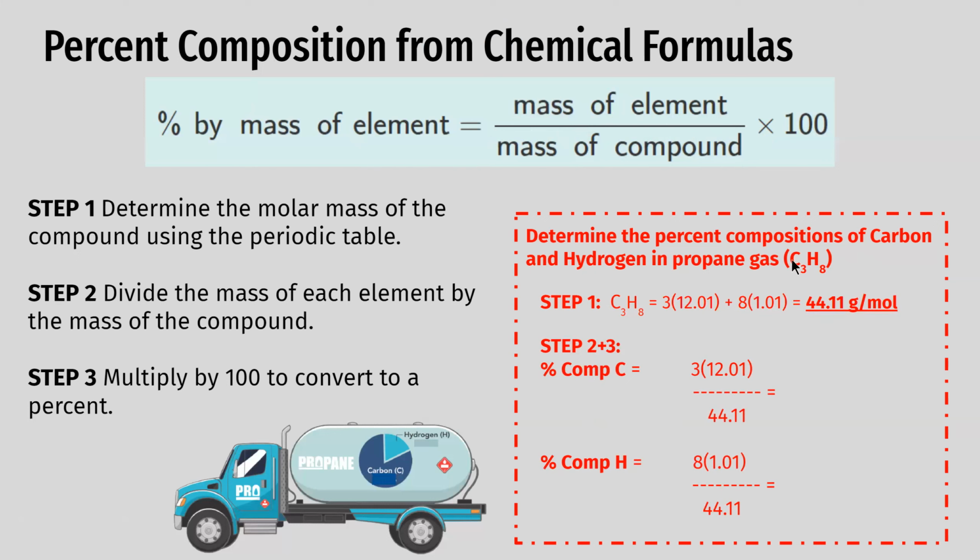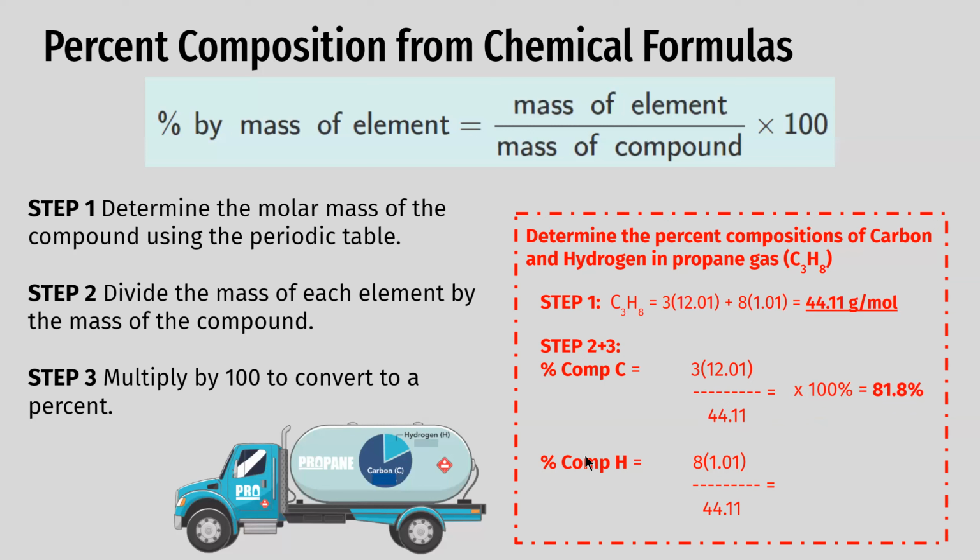we see that there are 3 carbons in the formula. We're going to multiply that by the total mass of 1 carbon. So 3 times 12.01, we're going to divide that by 44.11, multiply that by 100, and what we would find is that carbon in C3H8 makes up a percent composition of 81.8%.